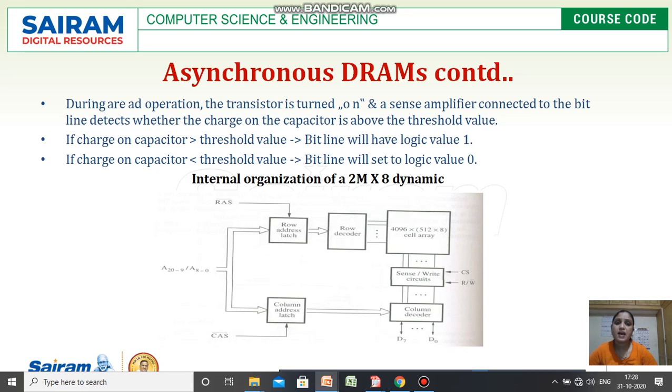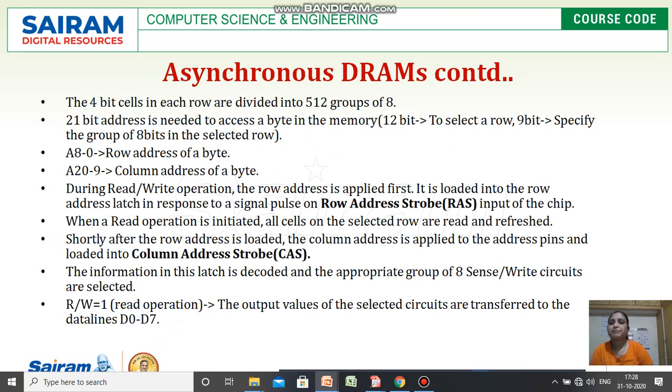So as we have seen the 1K into 8 organization, similarly here one internal organization of the memory is shown, that is 2M into 8 dynamic RAM. It consists of RAS and CAS, along with address lines, row address latch, row decoder, the cell array, sense and write circuits, and also the column decoder. So we'll see how this works.